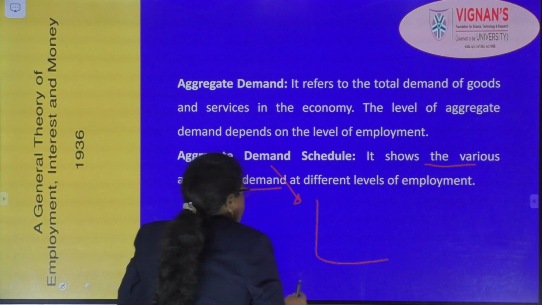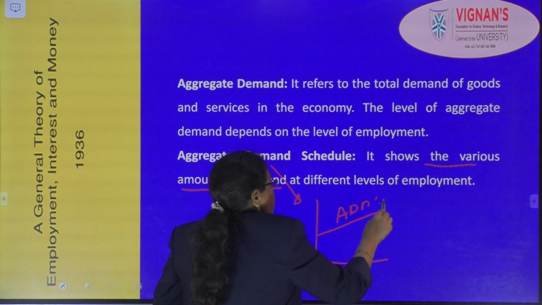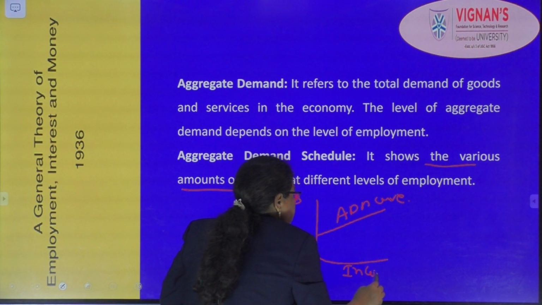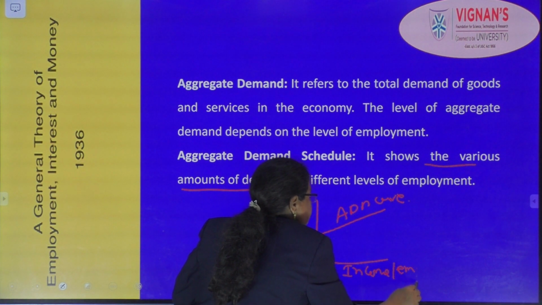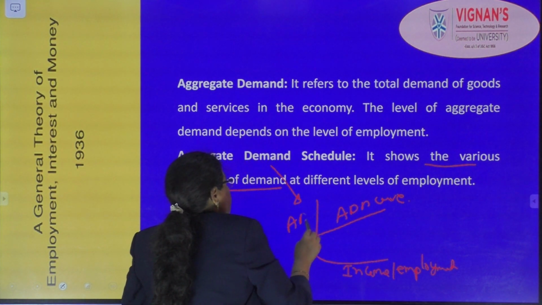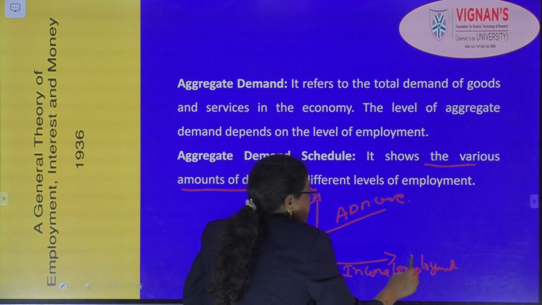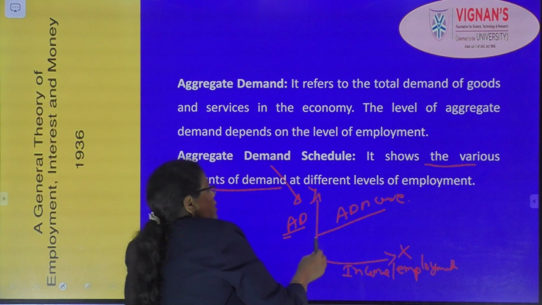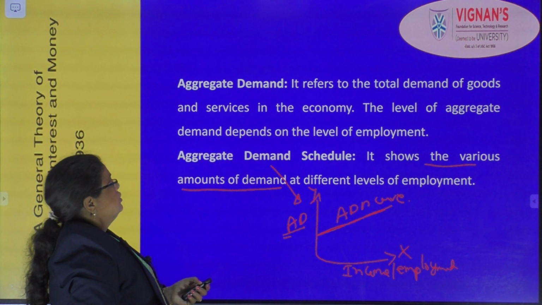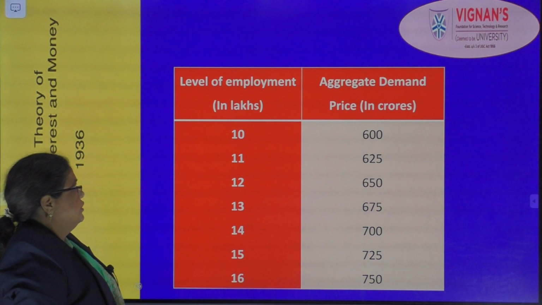This is the graphical representation. This is the aggregate demand price curve. This is income or employment. On the y axis is aggregate demand, on the x axis income or employment. This is the aggregate demand price curve. This is the aggregate demand schedule.